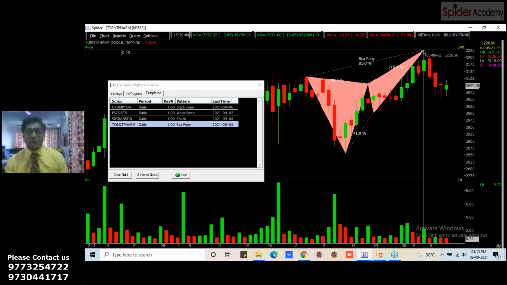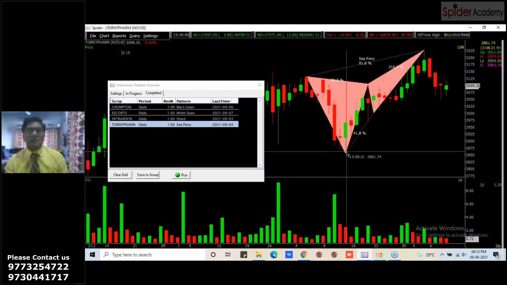So whenever the stock comes near that particular level, here we have to start thinking about exits or trailing our stop losses, because this is the reversal point. If this is broken, then we can expect it to come down to this particular second bottom.